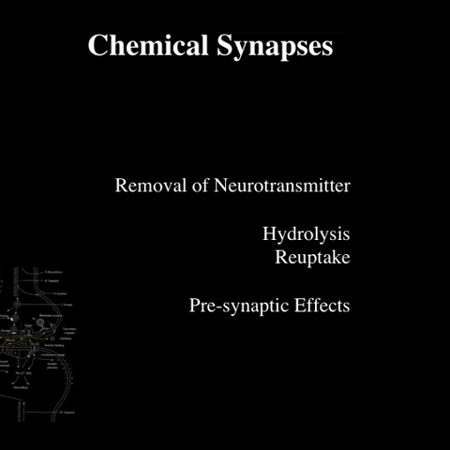Neurotransmitter has been released into the synaptic cleft. We'll talk about what it does to the postsynaptic neuron in a minute. First of all, we need to talk about what happens to the neurotransmitter afterwards and also the neurotransmitter's presynaptic effects. Neurotransmitters are either hydrolyzed within the synaptic cleft and inactivated, or they are taken back up into the presynaptic knob.